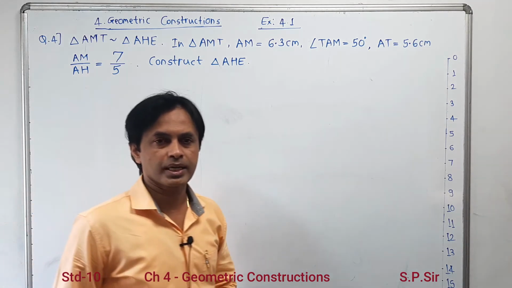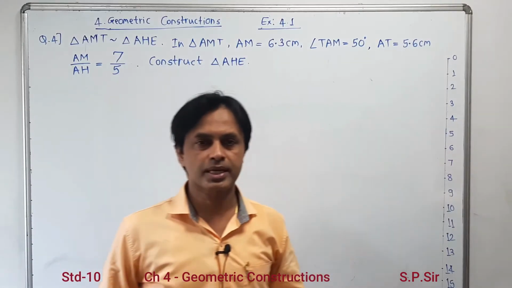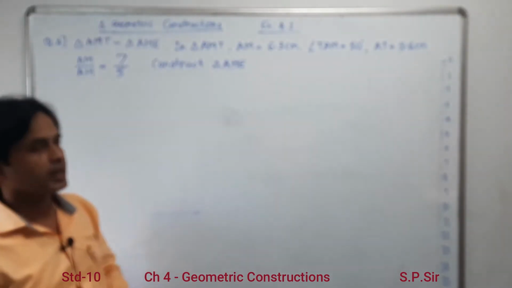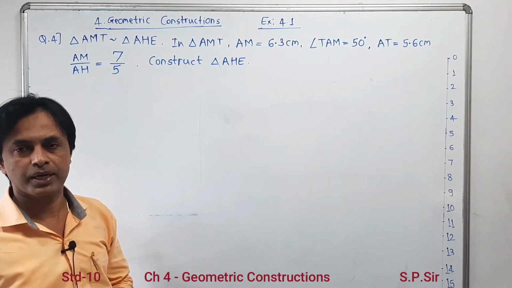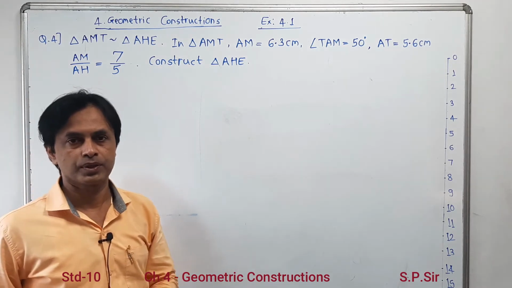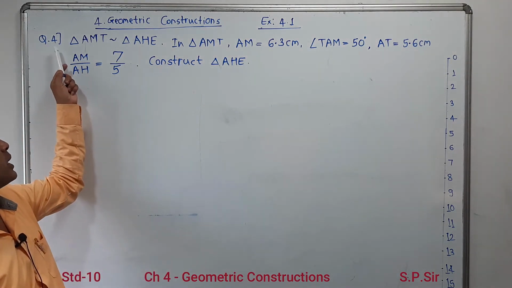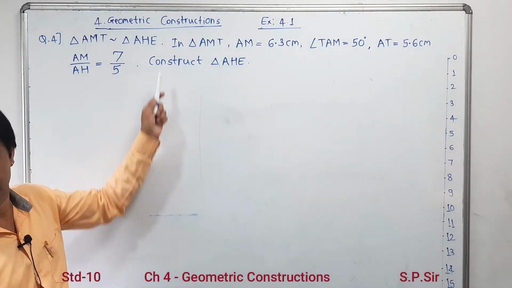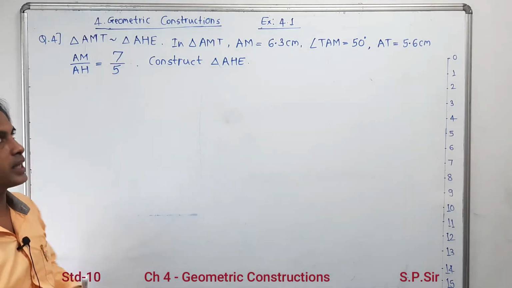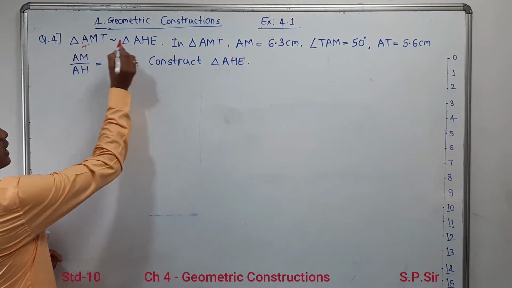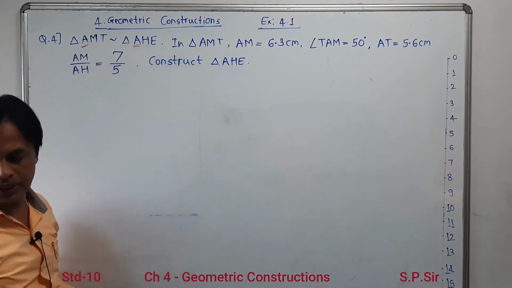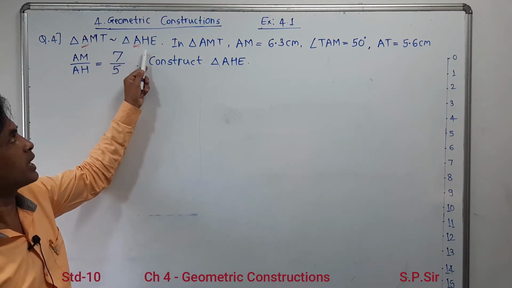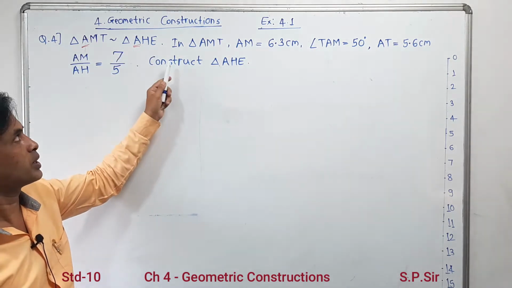Okay students, once again we are in problem number 4 of exercise 4.1, and the first part of 4.1 is: triangle AMT is similar to triangle AHE. In the first step only you can understand. Here point A and point A is common over here. So in triangle AMT similar to triangle AHE, A is common.